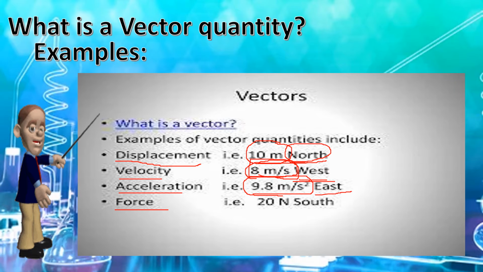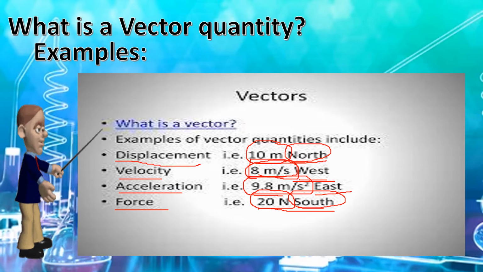Force. So force, 20 newtons south. So 20 newtons here is the size, or what you call your magnitude, and south here is the direction. So the examples here have size and direction. So these are what you call your vector quantities. Again, vector quantities are quantities that have size and direction.